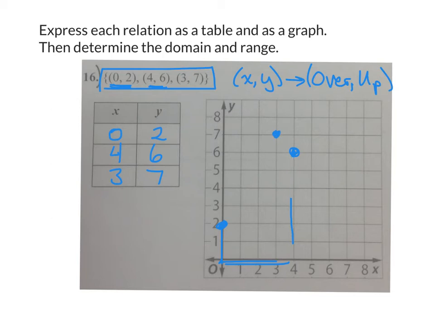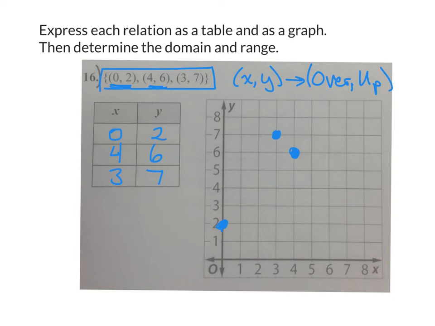I'm going to erase these extra lines because our relation should only be this collection of 3 points. This one, and this one. We don't need to connect them at all.